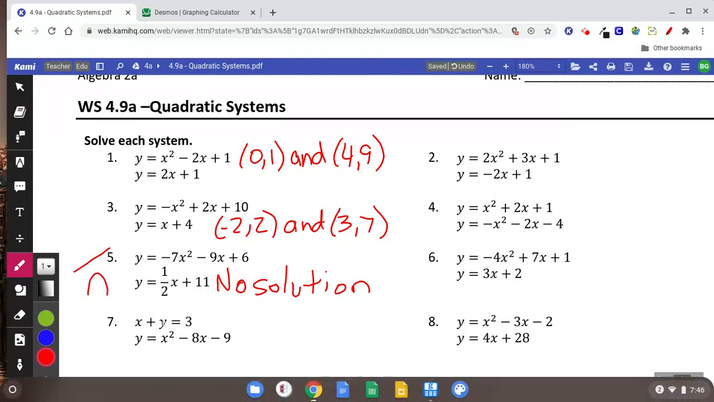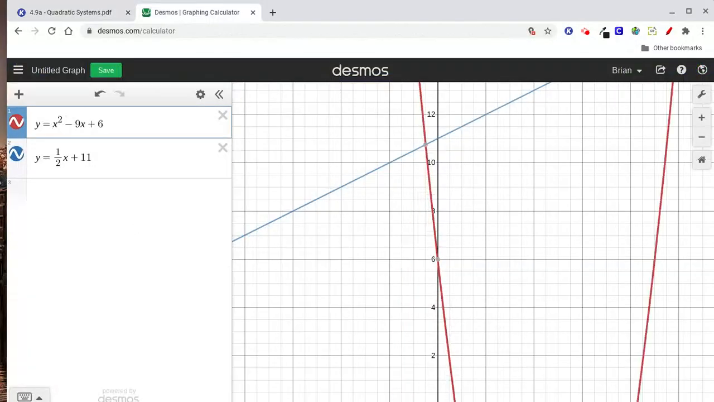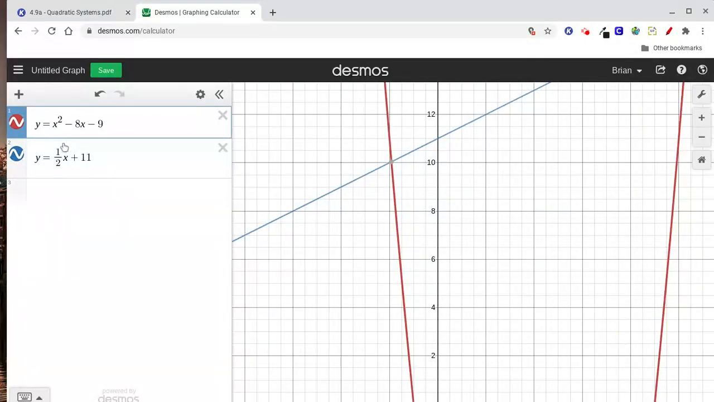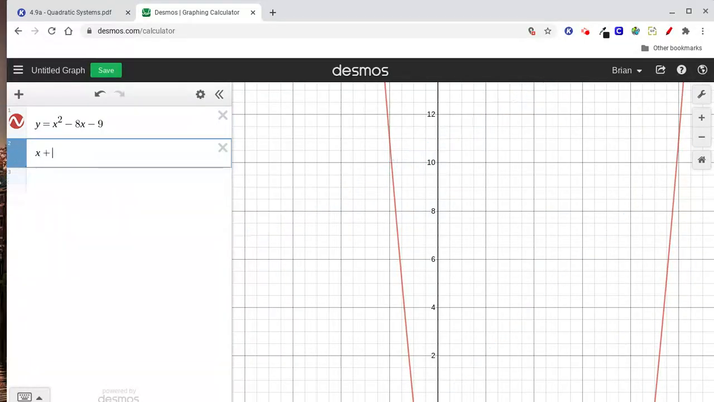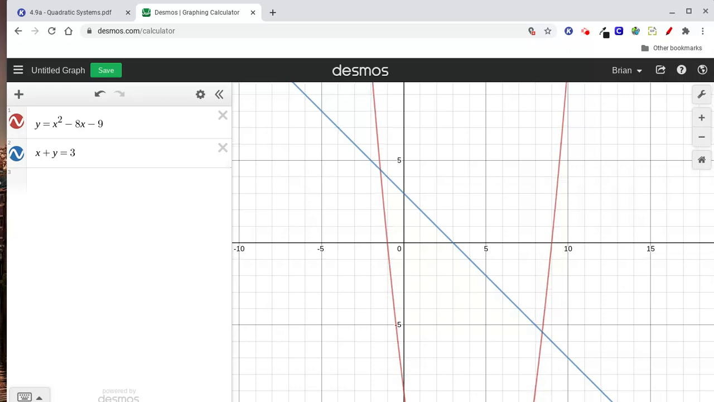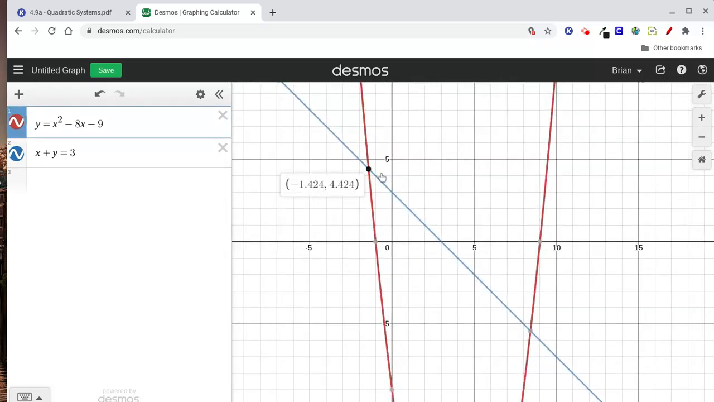Number 7, see another line and a parabola. So I'm going to switch these two around since I've already got the parabola up here. x squared minus 8x minus 9. That's the bottom one. And then the top equation said x plus y equals 3. All right, so zoom a little bit. We see two solutions. And they're messy decimals, but that's okay. Just write down what you see. Desmos has rounded off to 3 decimals. That's what we'll do as well.